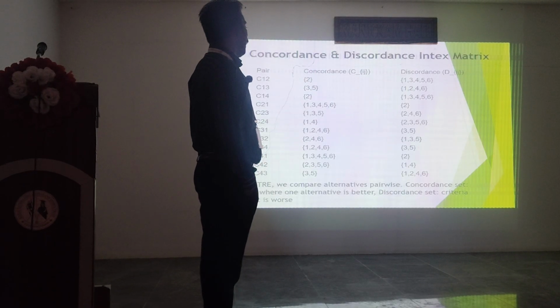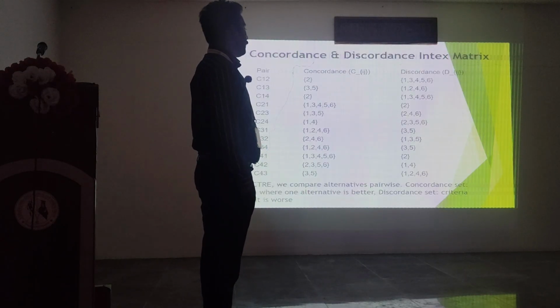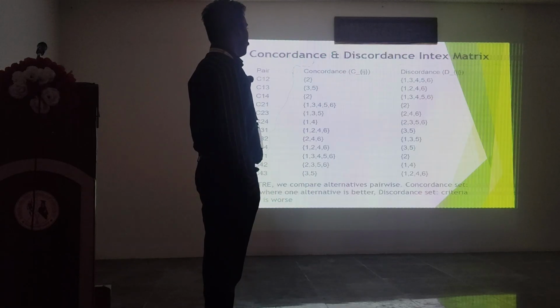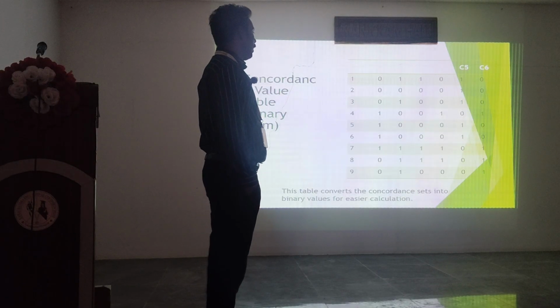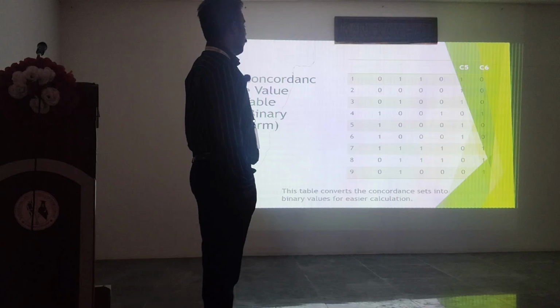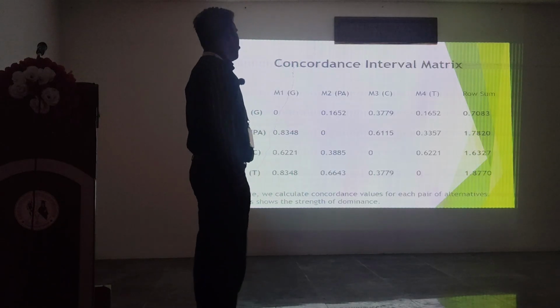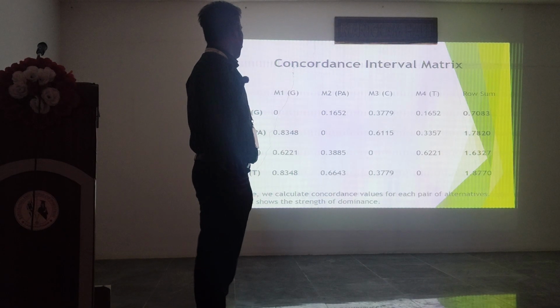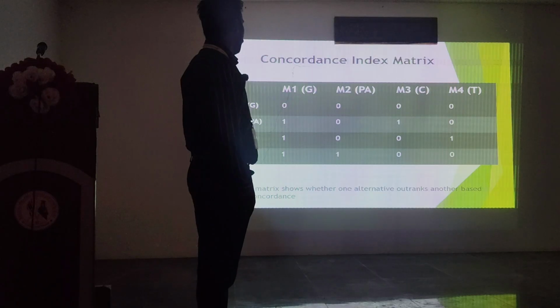In the ELECTRE method, we compare alternatives pairwise. Concordance set: criteria where one alternative is better. Discordance set: criteria where it is worse. Next. This table converts the concordance set into binary values for easier calculations. And we calculate concordance values for each pair of alternatives. This shows the strength and the dominance. This matrix shows whether one alternative outranks another based on concordance.